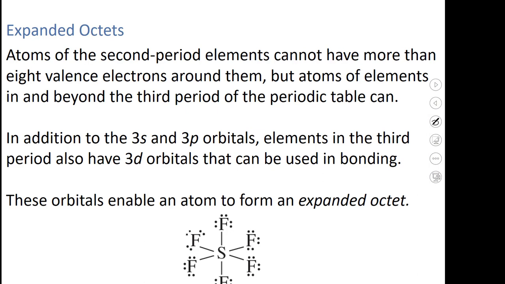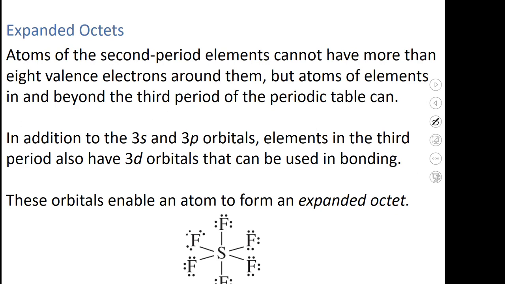So if in an incomplete octet the central atom has fewer than 8 electrons, what do you think an expanded octet is? It has more than 8 electrons, right? Let's play opposite day. More than 8 electrons is the opposite. So how on earth can this happen?